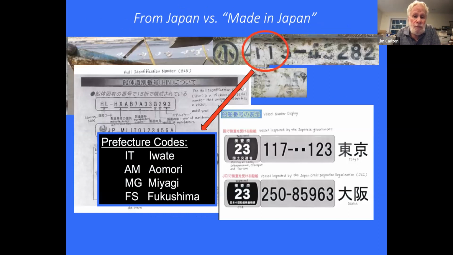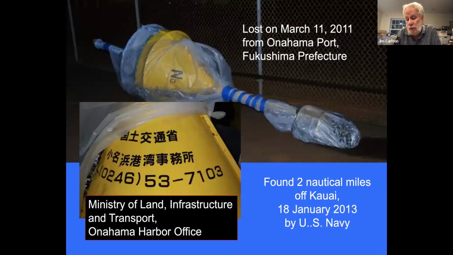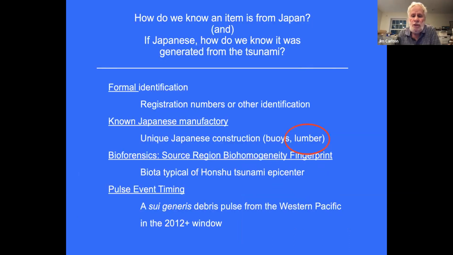The from Japan versus made in Japan, we were able to decode. A lot of the boats had prefecture codes, Iwate, Aomori, Miyagi, or Fukushima, which allowed us to track the history and origin of those vessels. Here was a large navigation buoy, also with identification materials that we could track back to Onahama Port. This was found off Kauai in 2013.